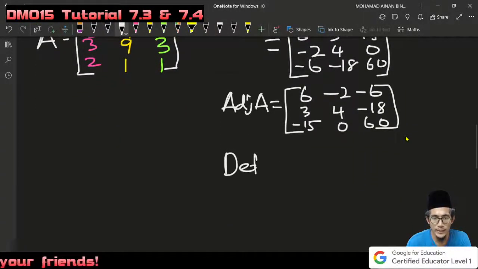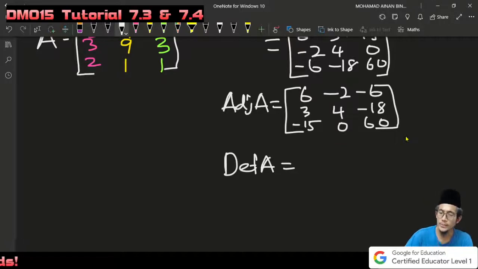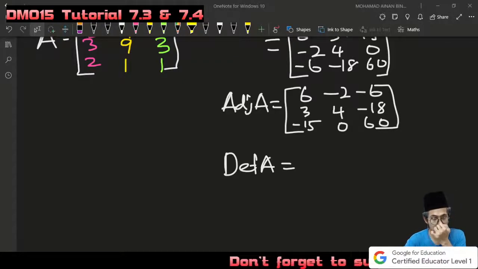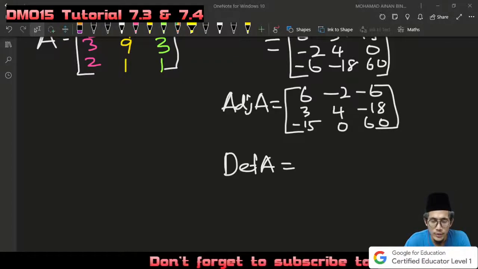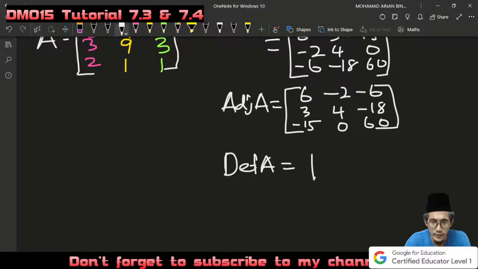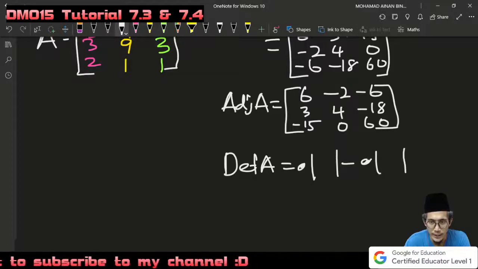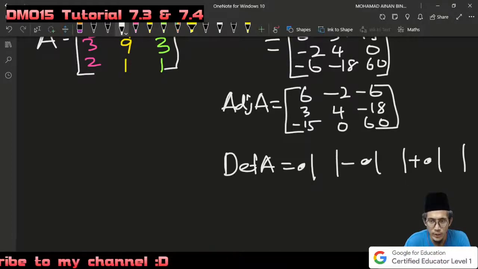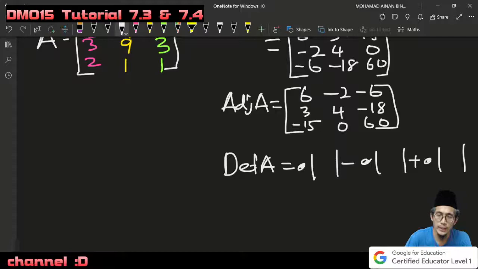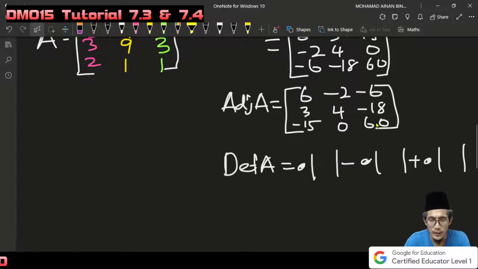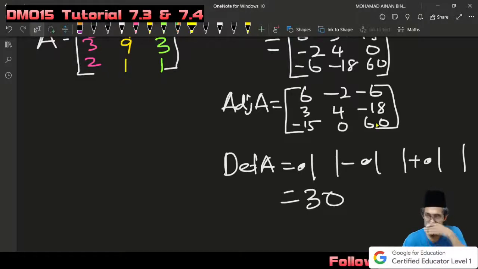Now, find the determinant of A. The determinant of A needs to have the working. This one along the first row. This one must be there. This I won't do, you fill it in yourself. Okay, and then the number. But I give you the number. The number is 30. Okay.